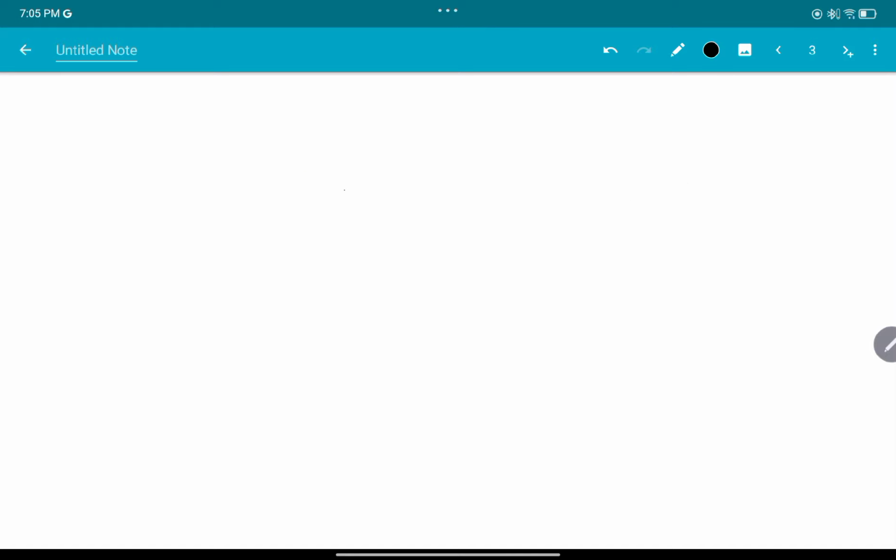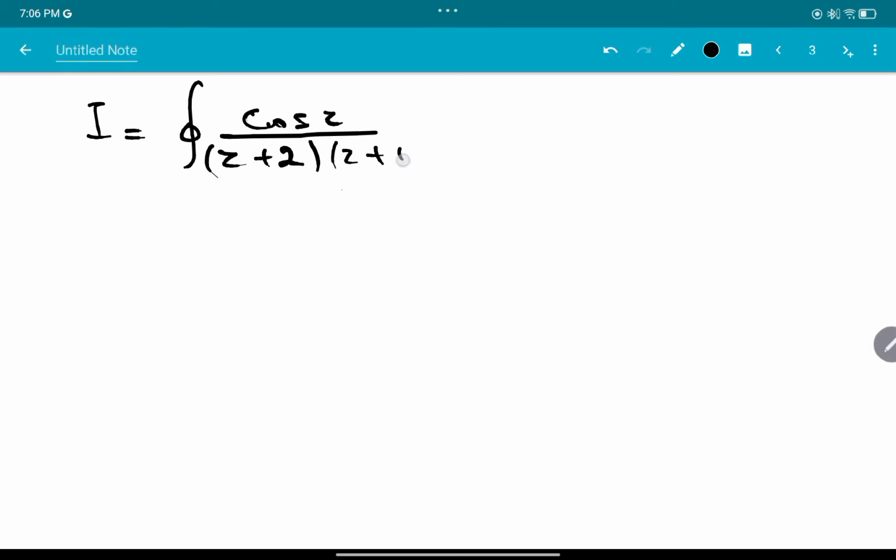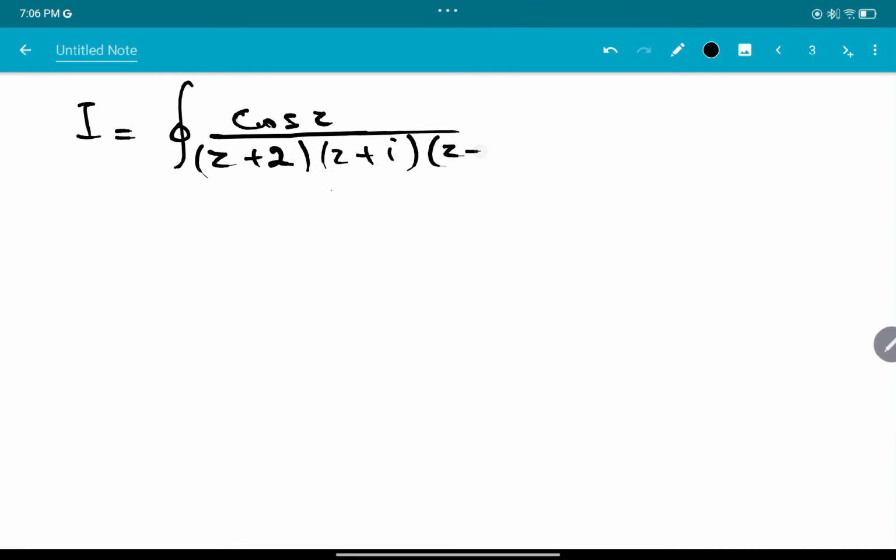So here is the question. We are given an integral of cos z divided by (z plus 2) into (z plus 1) into (z plus i) into (z minus 2i), dz, and the path of integration is this. This is the path of integration.